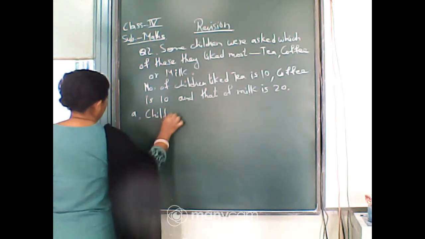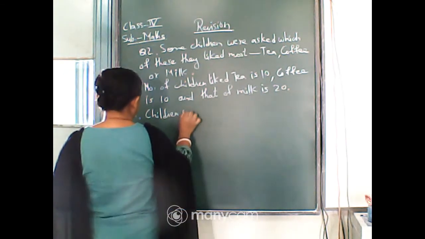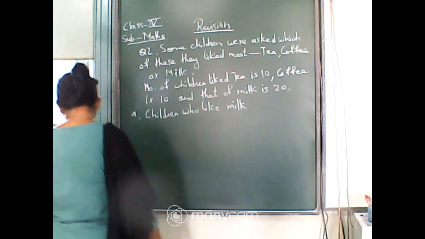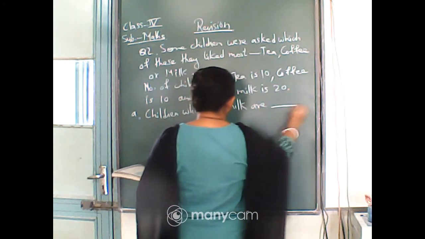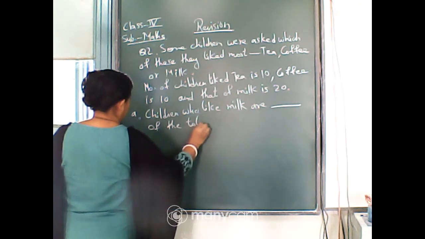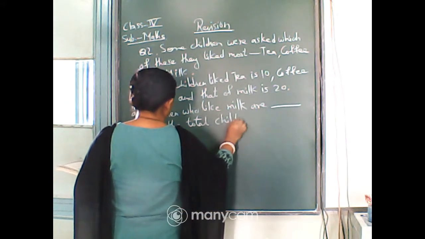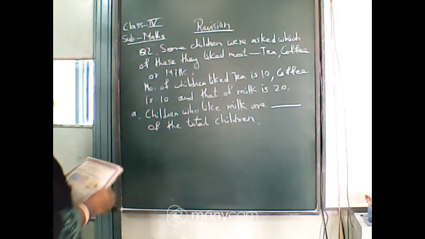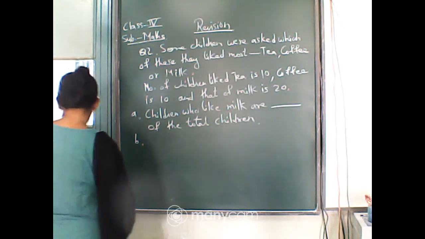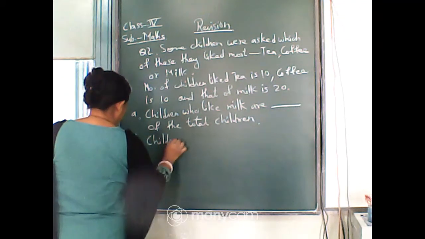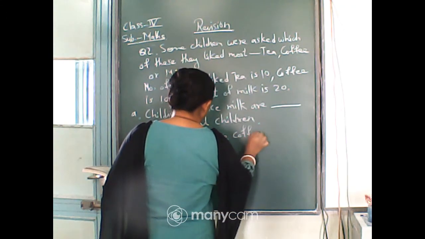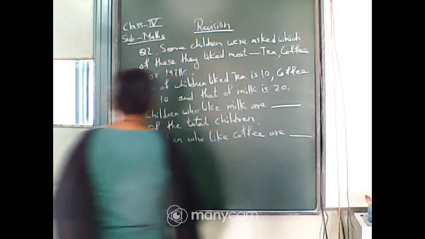Now, the question is, children who like milk are dash of the total children, and children who like coffee are dash of the total children.